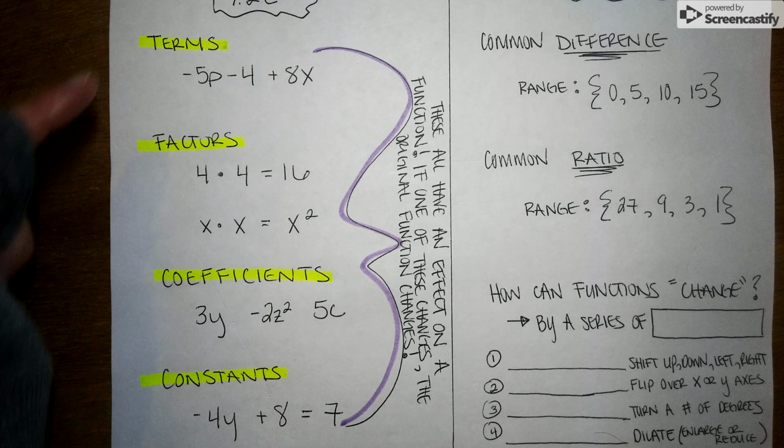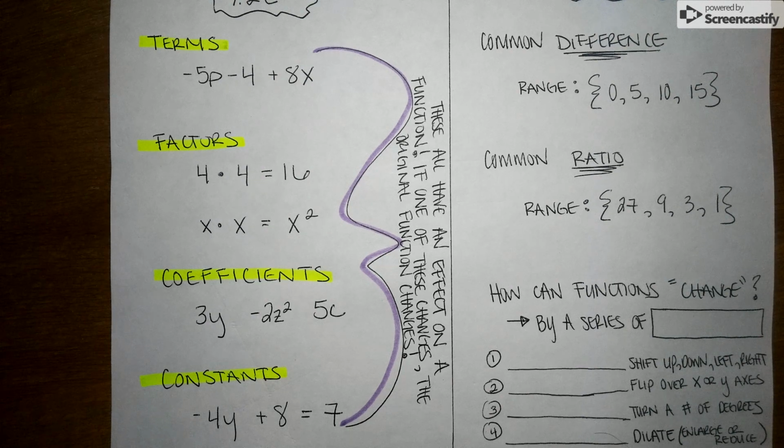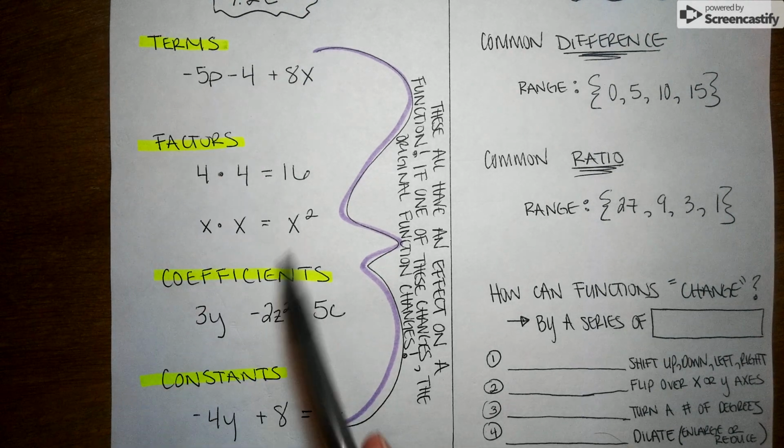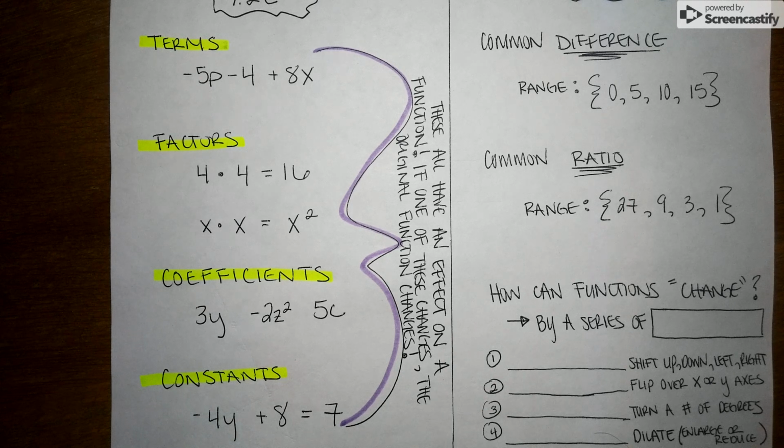So we're going to go ahead and break these vocabulary words down one by one. Let's first focus on the word terms. It's important to understand that terms make up a function. What we need to understand is that when we're adding or subtracting, we are adding or subtracting terms.